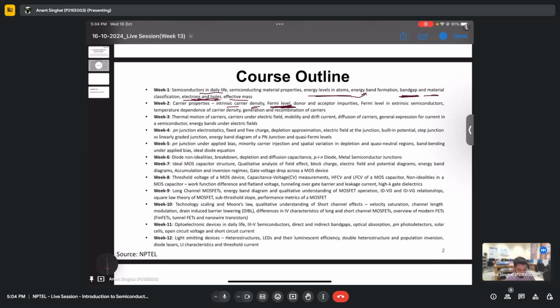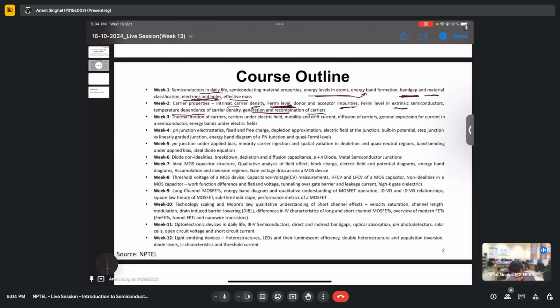Then we read about the addition of impurities that we do in certain atoms, and by adding the impurities, we make it extrinsic, and it basically helps in the conduction. And we read about the temperature dependence, etc., and the recombination and generation of carriers.